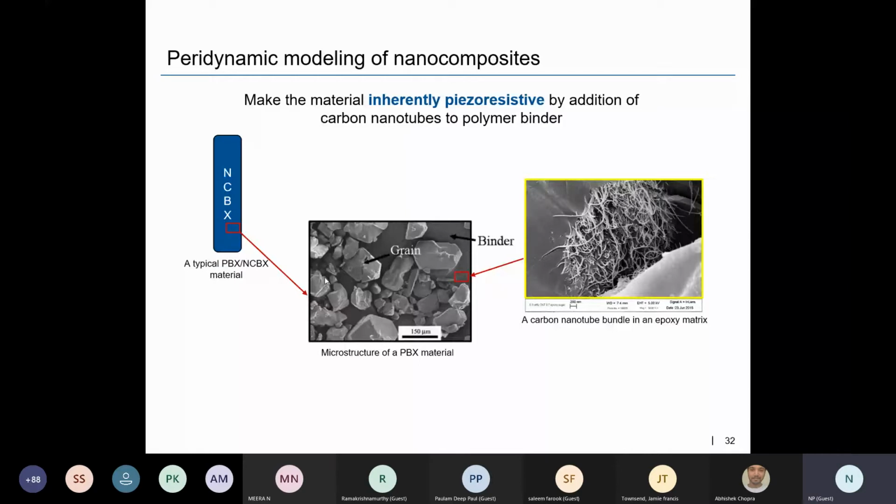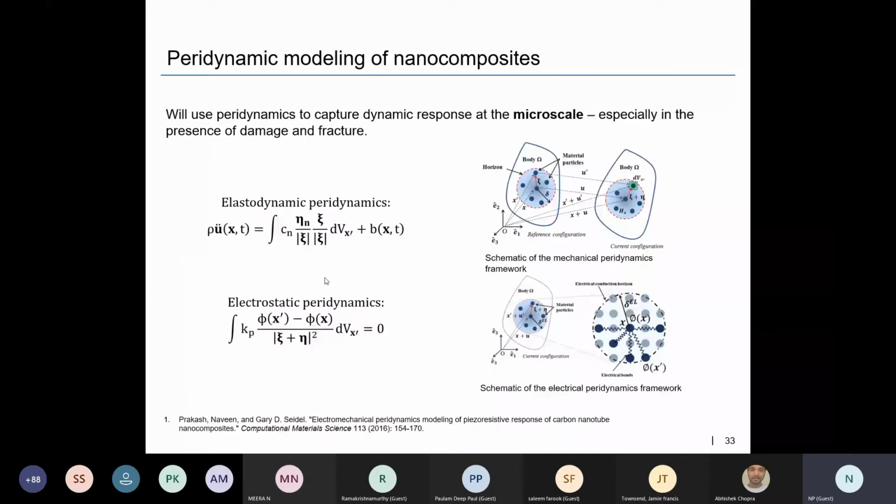And there's a lot of evidence that these kinds of sensing mechanisms do work and are in fact better than your traditional strain gauges or other sensing mechanisms. So to do this, we did both experiments and modeling, but for the modeling part, we wanted to use Peridynamics to capture the dynamic response of this material at the micro scale.